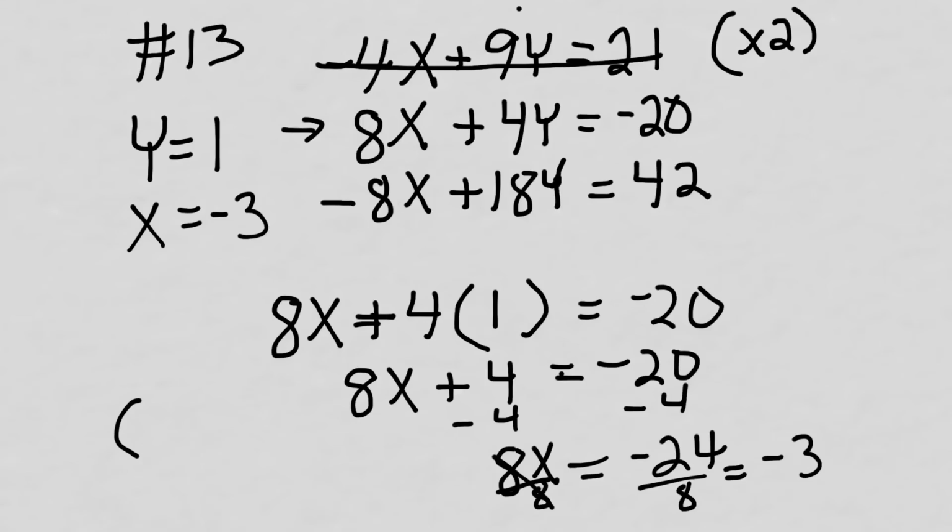Again, I keep repeating this. I can write this like this. The x goes first, the y goes second, so I can write it either way. I can write it like y equals 1, x equals negative 3, or I can do it the coordinate pair of negative 3, 1.